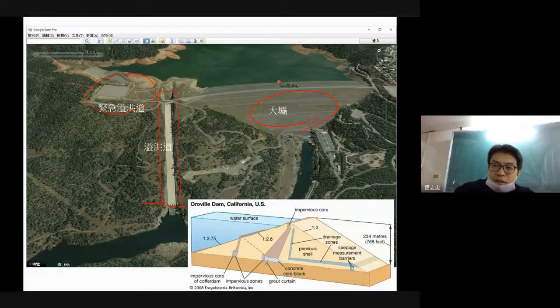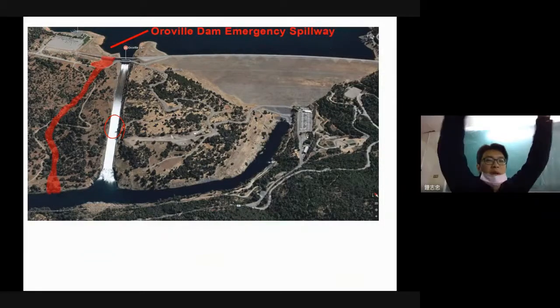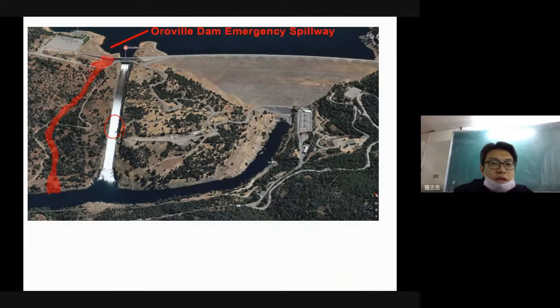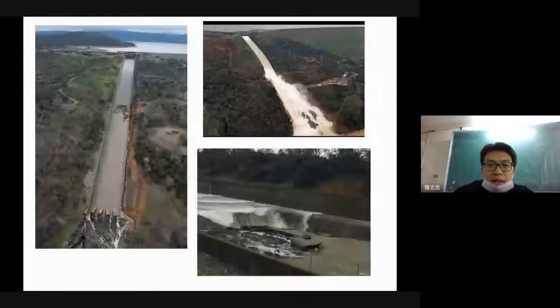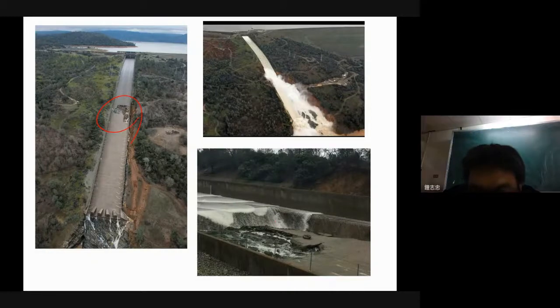Okay, so here, as I said, this is the landslide, a very big hole. So they tried to trigger the emergency spillway. And then this is the picture here, a very, very big hole. Maybe you don't think so, but let me show you, there's a person about one person high in this spillway, which means this spillway is very, very huge.